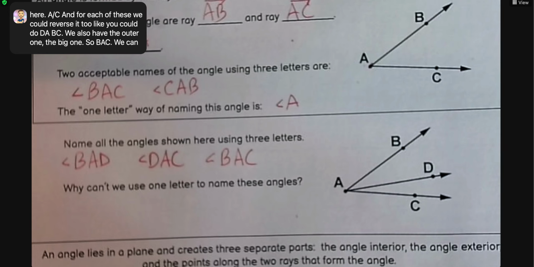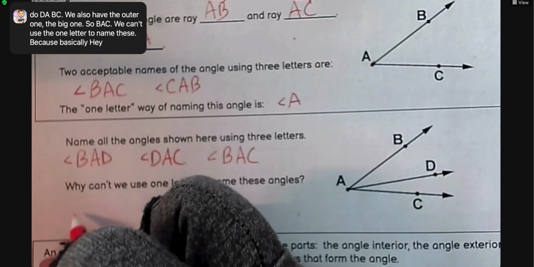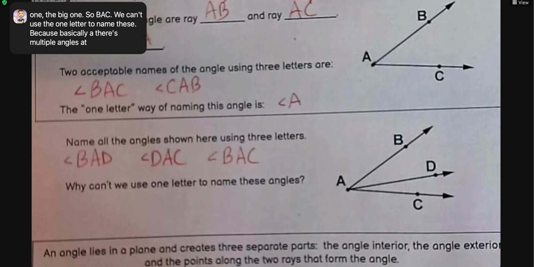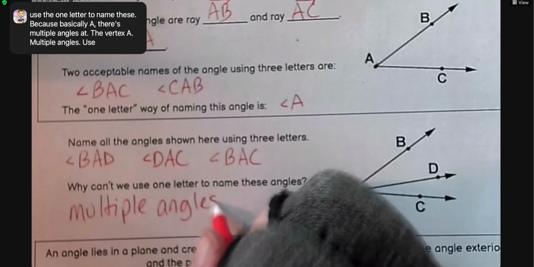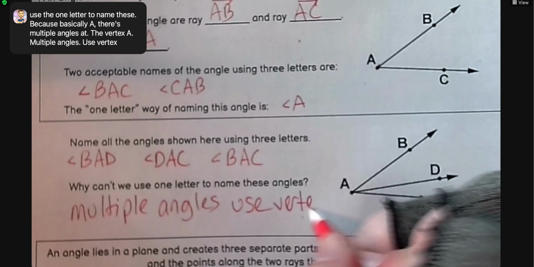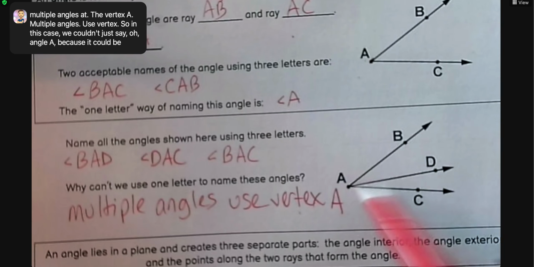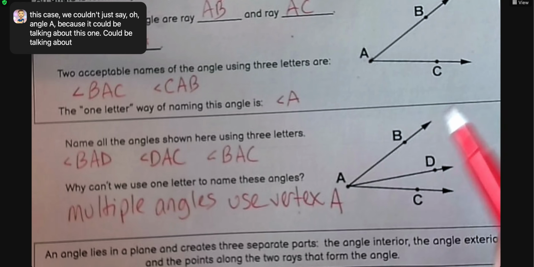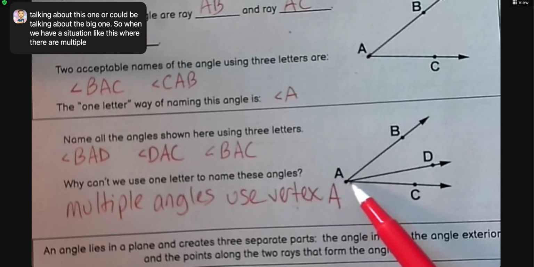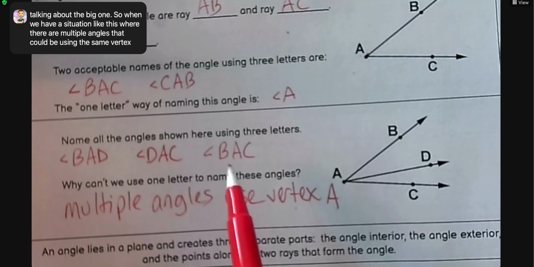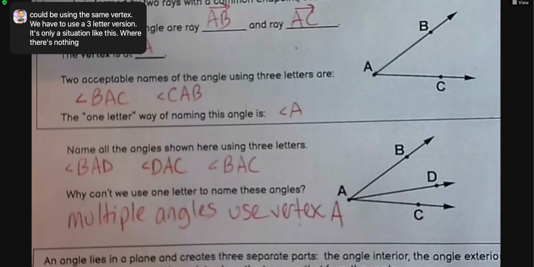We can't use the one letter to name these because basically there's multiple angles at vertex A. Multiple angles use vertex A. So in this case, we couldn't just say, oh, angle A, because it could be talking about this one, it could be talking about this one, or it could be talking about the big one. So when we have a situation like this where there are multiple angles that could be using the same vertex, we have to use a three-letter version. It's only in a situation like this where there's nothing else to confuse us that we can use the one letter.